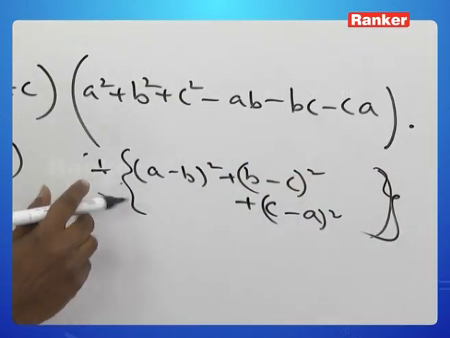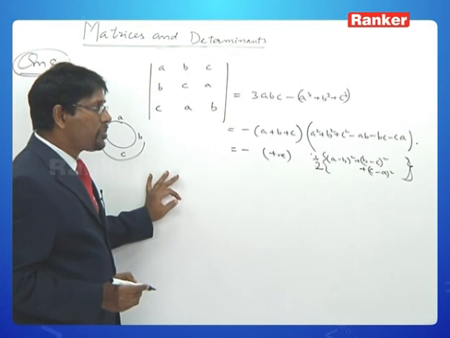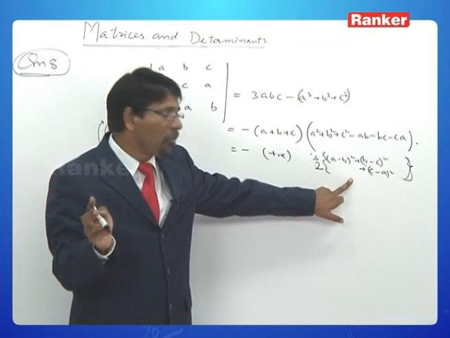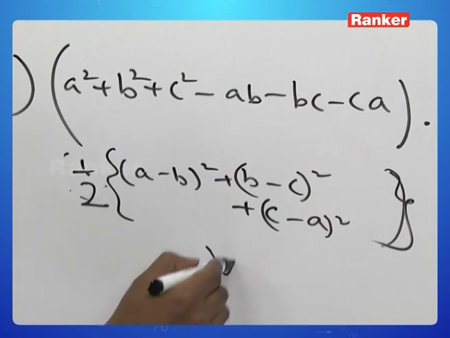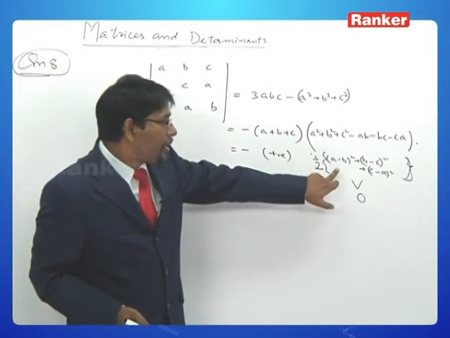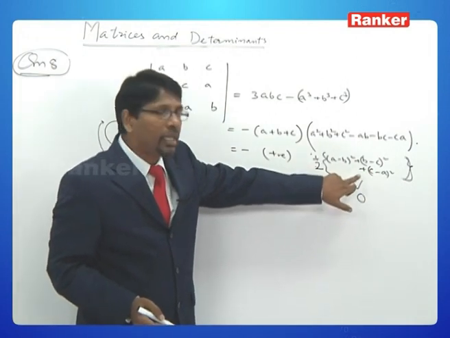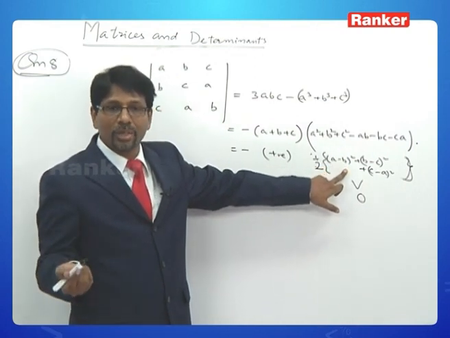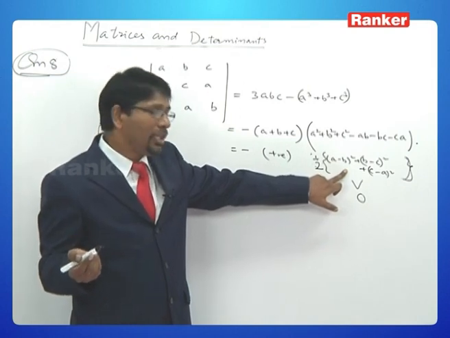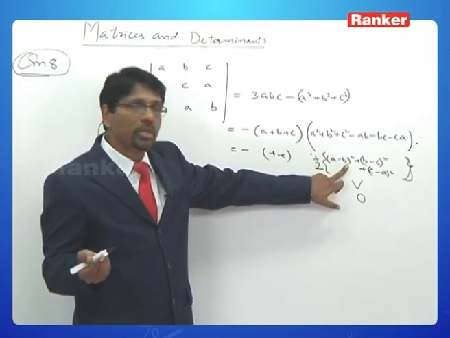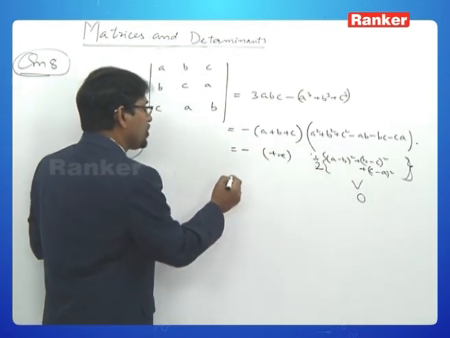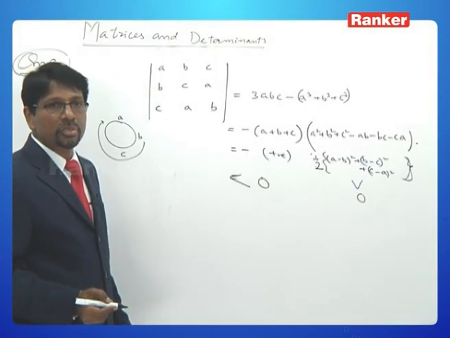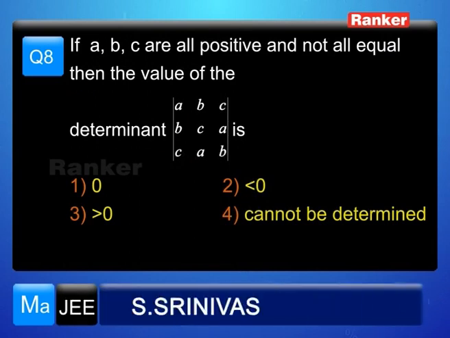Now out of A, B, C, at least two of them are not equal, so this will be definitely a positive quantity. This is always non-negative. When can this be 0? When all of them are equal. But you are given that not all are equal, that is, at least one pair of the numbers is unequal. Therefore, this part has to be positive. So positive into negative makes the entire expression negative. So we have the determinant to be negative here.